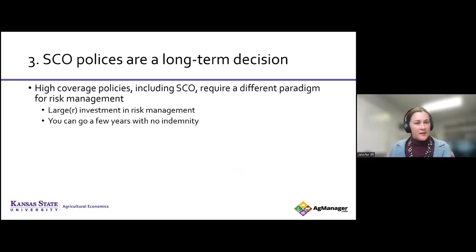Next, and this is more of a caution, think about SCO policies as a long-term decision. A producer is making a larger investment in risk management. The federal government is paying for part of the premium cost, so it's designed so the producer comes out ahead in the long run. It's not guaranteed, but it's a typical experience.